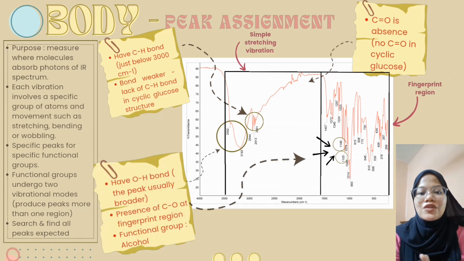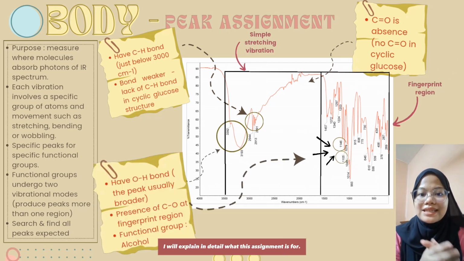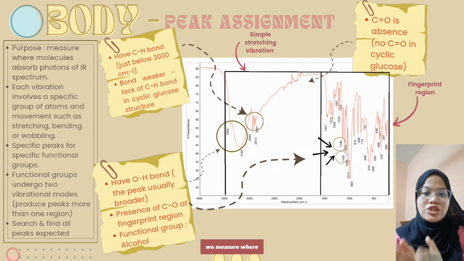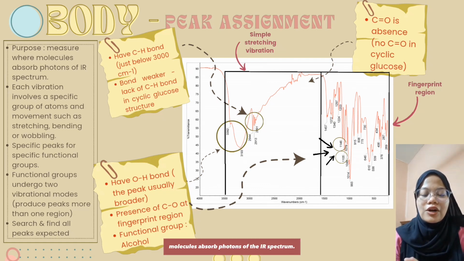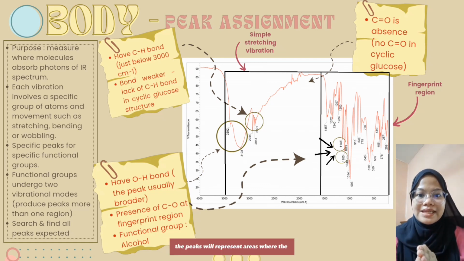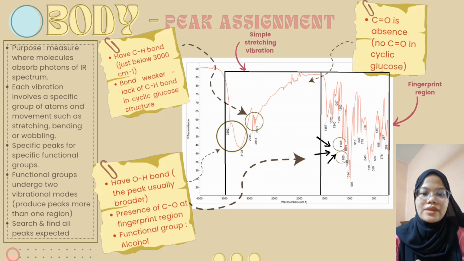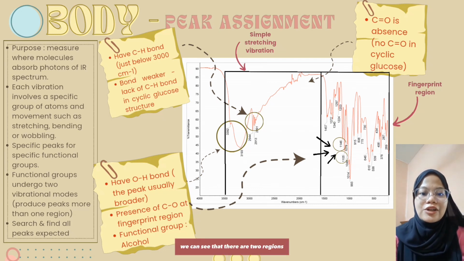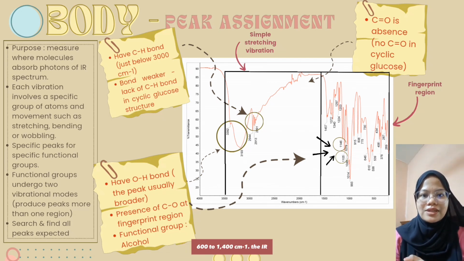Hi, I'm Raihan. For the assignment, I will explain in detail what this assignment is for. In the IR spectrum, we measure where molecules absorb photons of the IR spectrum. The peaks represent areas where specific bonds vibrate. From the graph, we can see that there are two regions: the simple stretching vibrations region from 1600 to 3500 cm-1 and the fingerprint region from 600 to 1400 cm-1.